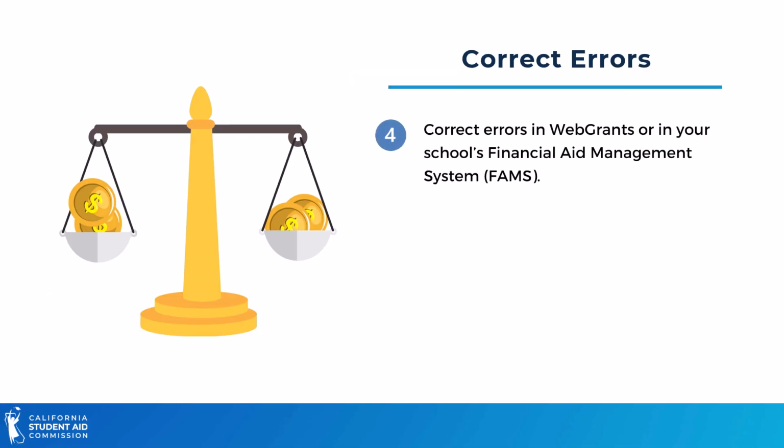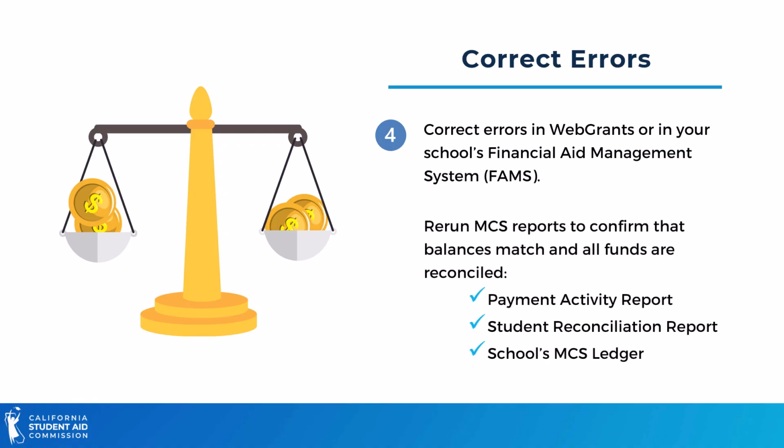The final step in reconciliation is correcting errors in web grants or in your school's financial aid management system. Once these errors have been rectified and processed, you should rerun your payment activity report, student reconciliation report, and your school's ledger to confirm that the balances match and all funds are reconciled.